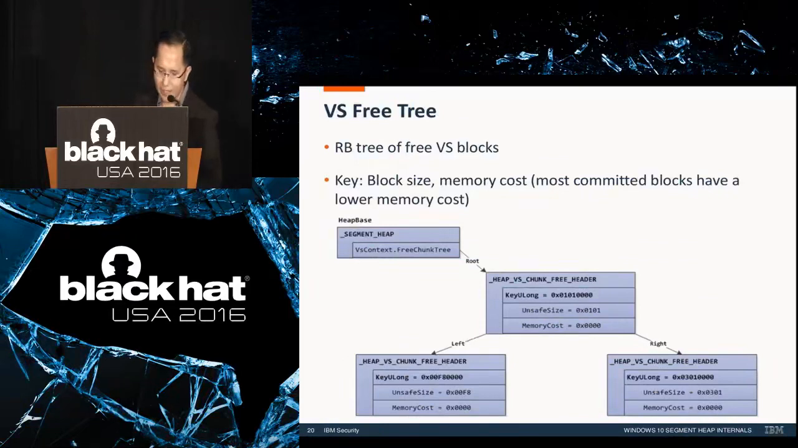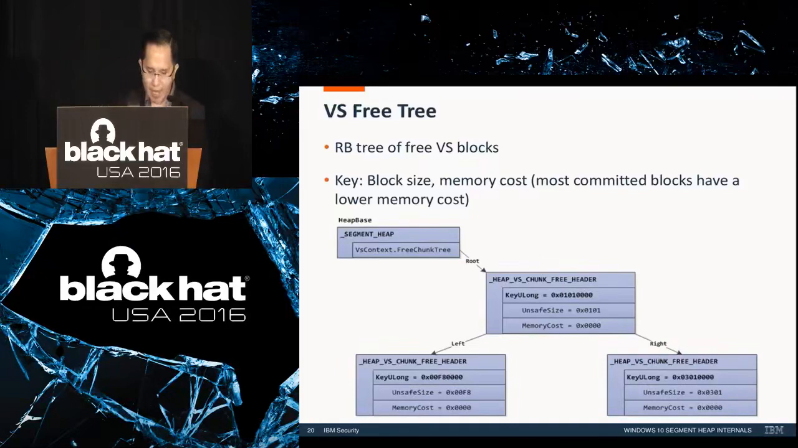So similar to the backend, VS also has a free tree for tracking the free VS blocks. The nodes of the free tree are the free VS blocks' headers, and the key for inserting nodes to the free tree is a DWORD size value, in which the high word is the size of the block here, 0101, 00F8, and then 00301. And the low word is the memory cost, which I previously discussed. The more committed portion of the block, the lower the memory cost is.